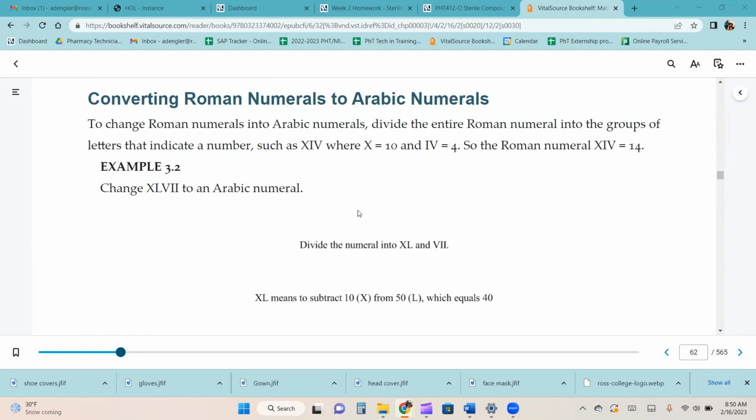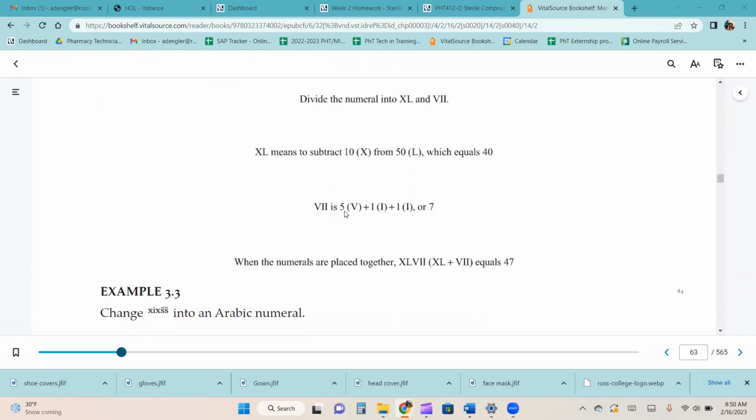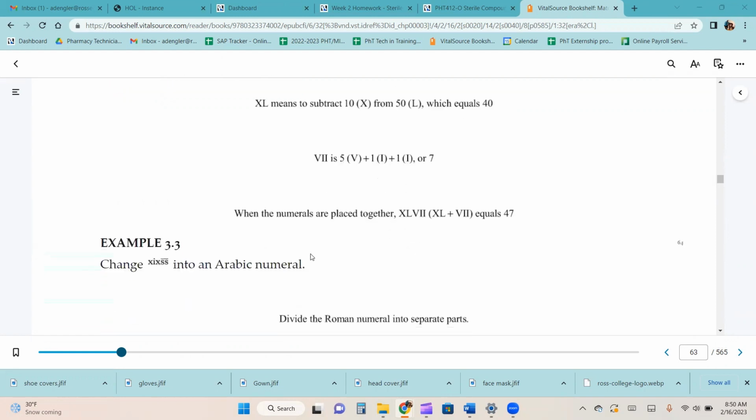So now we have an example, change XLVII to an Arabic numeral. So divide the numeral into XL and VII. XL means to subtract 10 from 50, which is the L, which equals 40. VII is 5, which is V, plus 1, I, plus 1, I, or 7. When the numerals are placed together, XLVII, which is XL plus VII, equals 47.